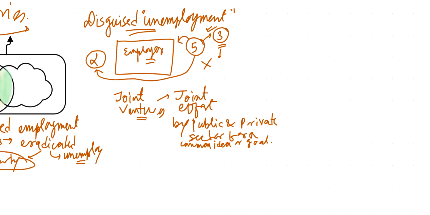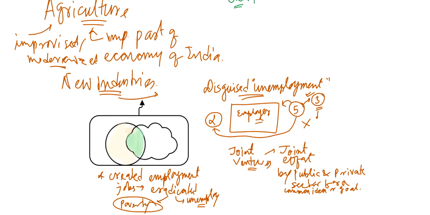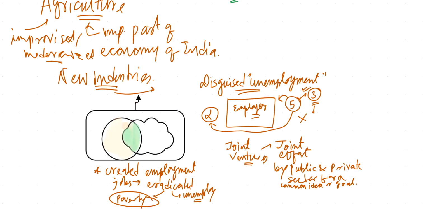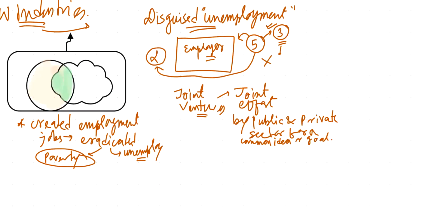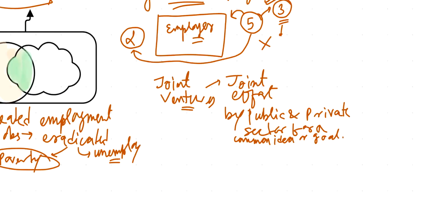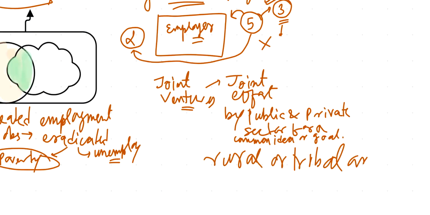Now, let's see again that the joint ventures, the ventures of the joint sector and public sector, help to provide more employment and set up industries in some rural or tribal areas, so that the rural or tribal people get employed in such jobs or activities.